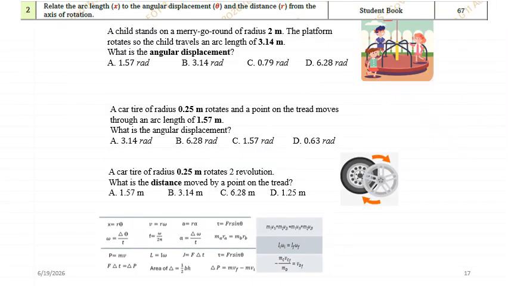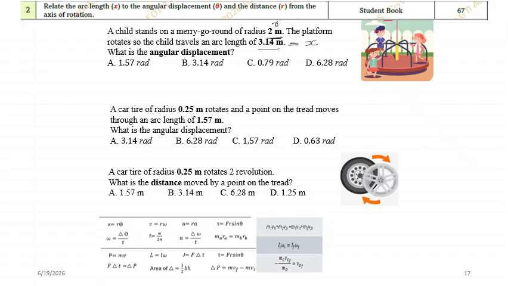Yeah, let us continue. See, this is in connection with the second question. We know the relation x equals r theta. Over here in this situation, a child stands on a merry-go-round of radius r, 2 meter. The platform rotates so the child travels an arc length of 3.14 meter. Okay, so what is this arc length? You should understand arc length, which is mentioned in meter, that is x.